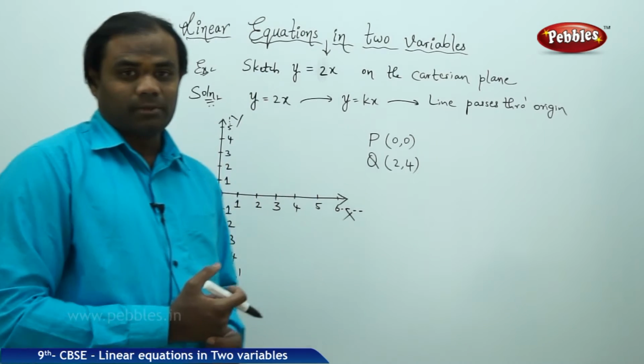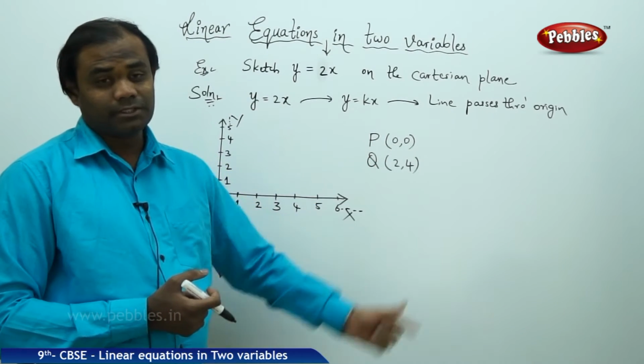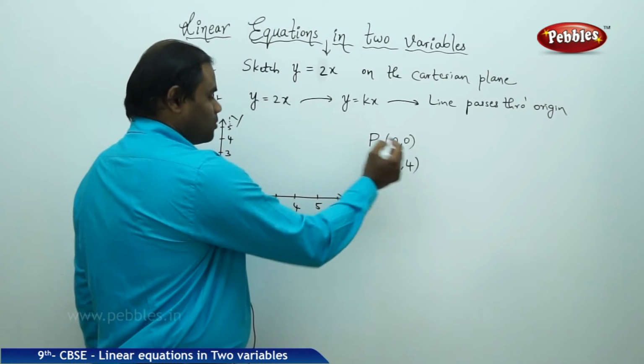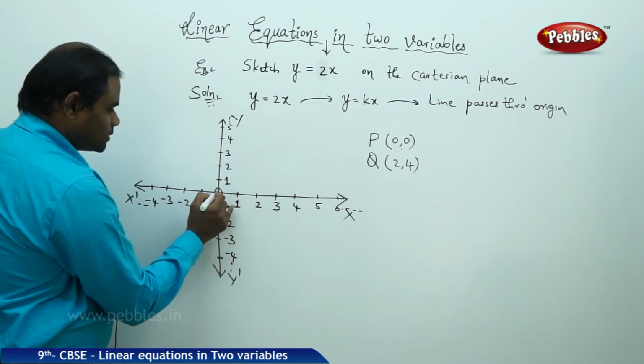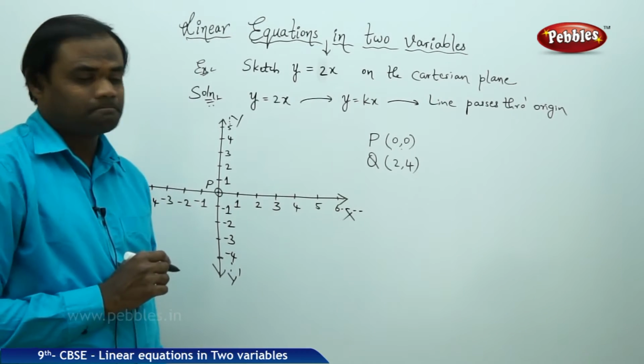Starting with point P. The point P is the origin, that is the initial point 0, 0. Therefore, I see that this point clearly is the origin which is fixed here. So my point P is out here.